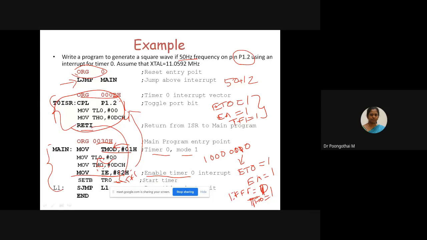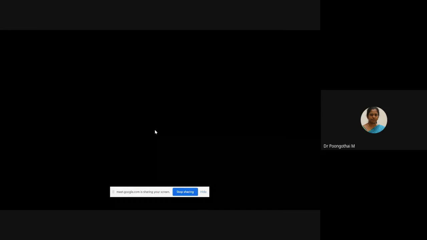Okay. So once the overflow flag is set, your interrupt is triggered. It will interrupt your 8051 instruction execution. So your 8051 stops its current execution and program control is transferred to 000B, and the processor starts executing the instructions stored in 000B. Here, P1.2 is complemented, so a square wave will be continuously generated. Is that clear? Any doubts regarding this?